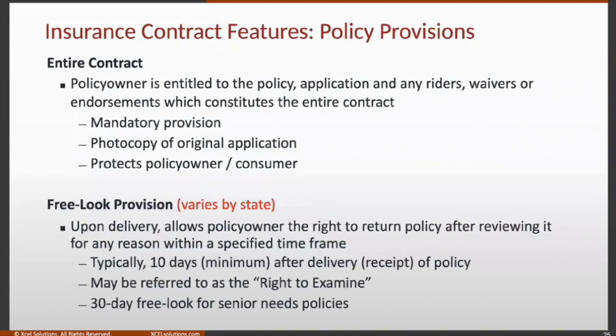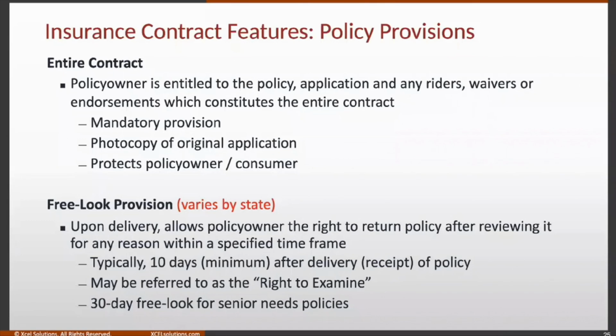Now, the entire contract clause, or entire contract provision, as we call it, means that the policy owner is entitled to the policy application and any riders, waivers, or endorsements which have been added to the contract for extra protection at an additional cost, which then make up the entire contract. The entire contract provision is a mandatory provision found in every contract.